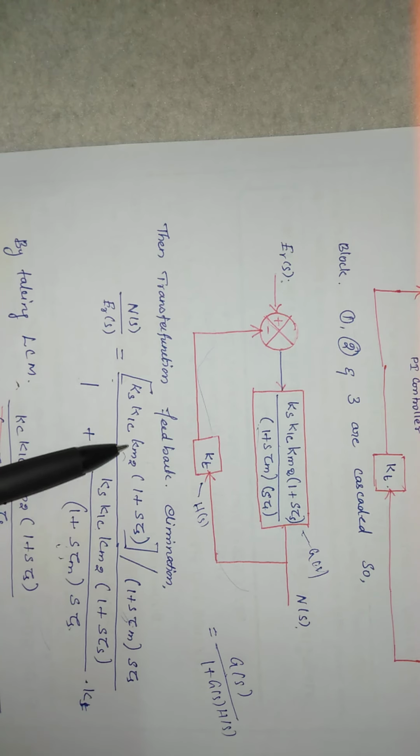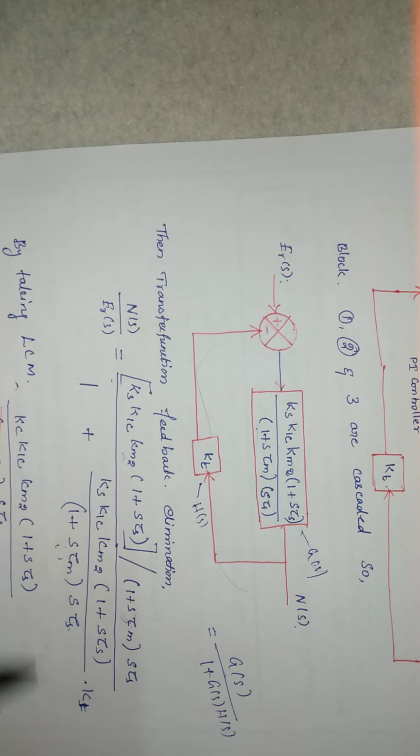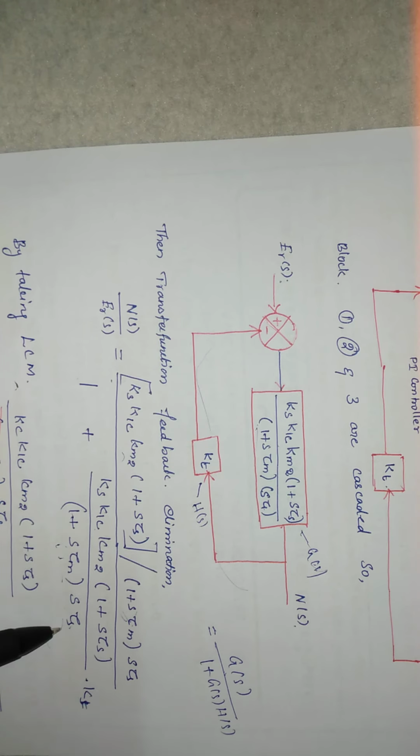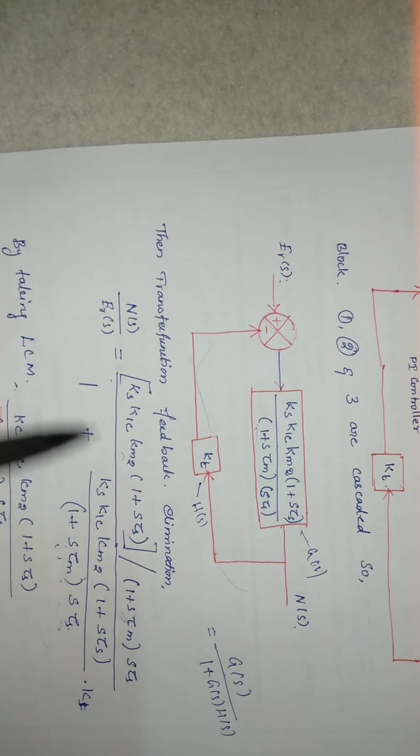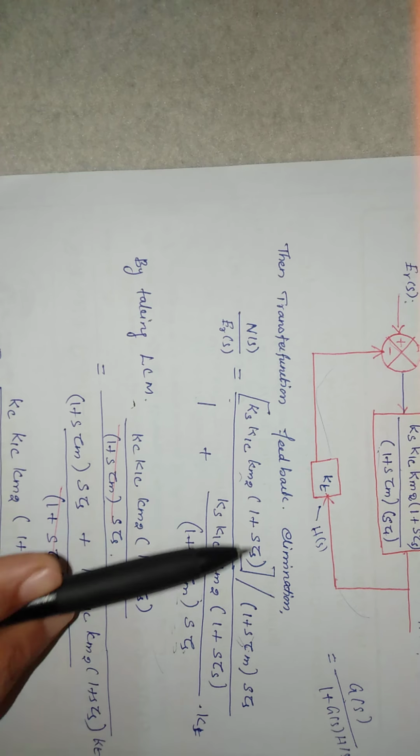So now we are writing the numerator terms as they are, and for the denominator term we are taking the LCM for this 1 plus term and this term. So if you take the LCM, 1 plus s tau m s tau s, this will be the LCM for these two terms. So we are rearranging the equation, which is the same equation.